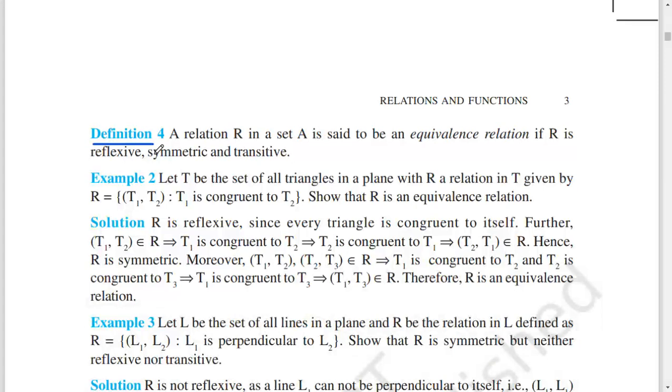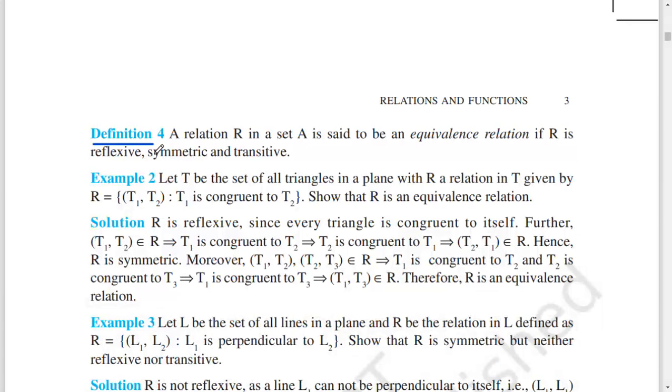Definition 4. A relation R in a set A is said to be an equivalence relation if R is reflexive, symmetric, and transitive. Example 2. Let T be the set of all triangles in a plane with R a relation in T given by R equal to {(T1, T2): T1 is congruent to T2}. Show that R is an equivalence relation.